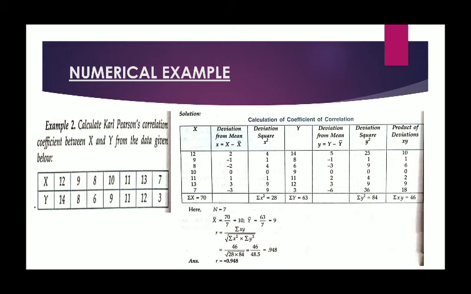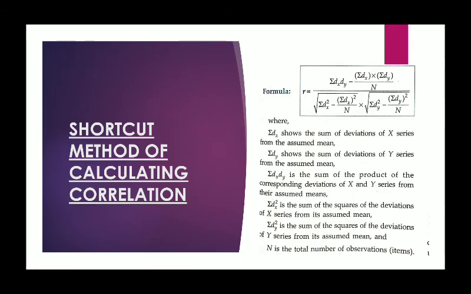So in this way, simply by getting the value of mean, deviations and product of deviation with squares, we can calculate the correlation coefficient. This is called the direct method. Now we can go to another method which is called the shortcut method.